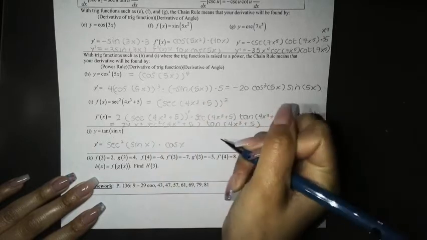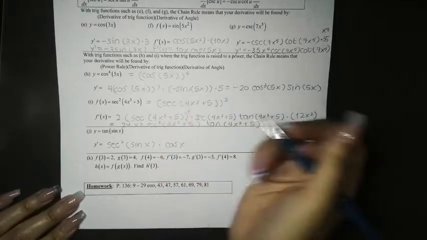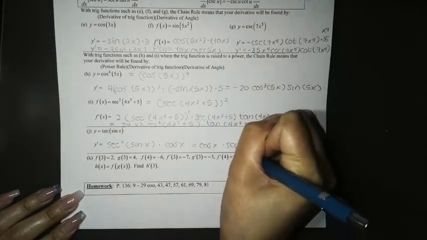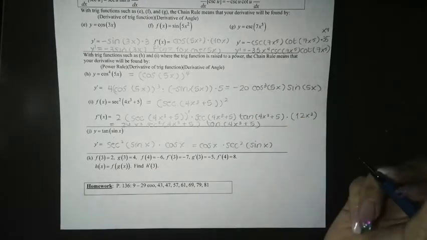Cosine of x. So what can you do here to make it pretty? Not much. You can change it like this, but it's pretty much the same. So that's as much as you can do.